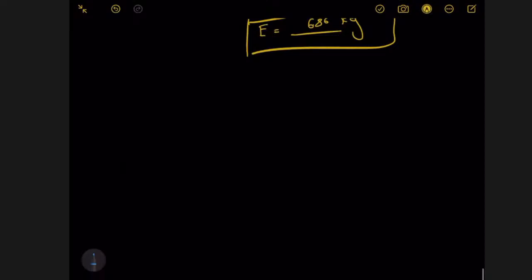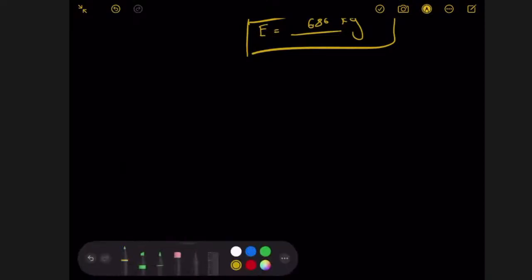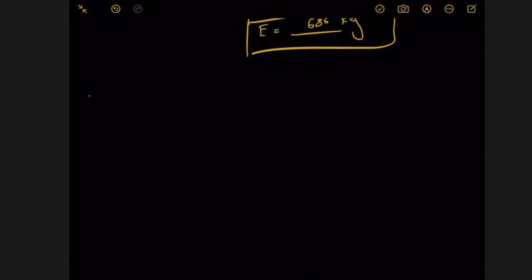Okay, so this is from the extraction part. Now we will see one adsorption question. This topic is not frequently asked, but sometimes they ask.